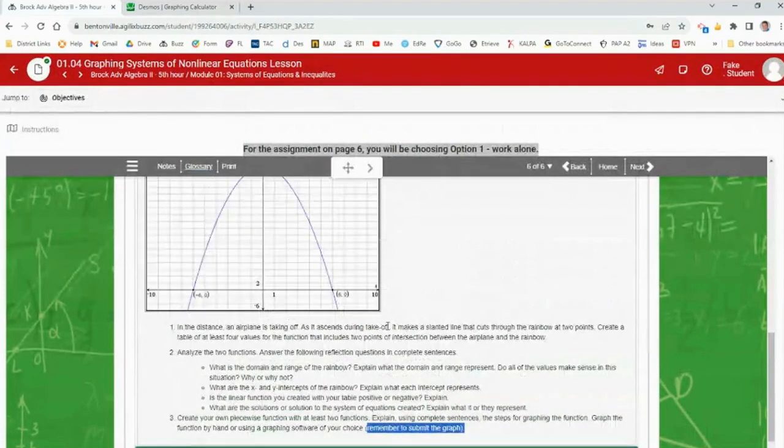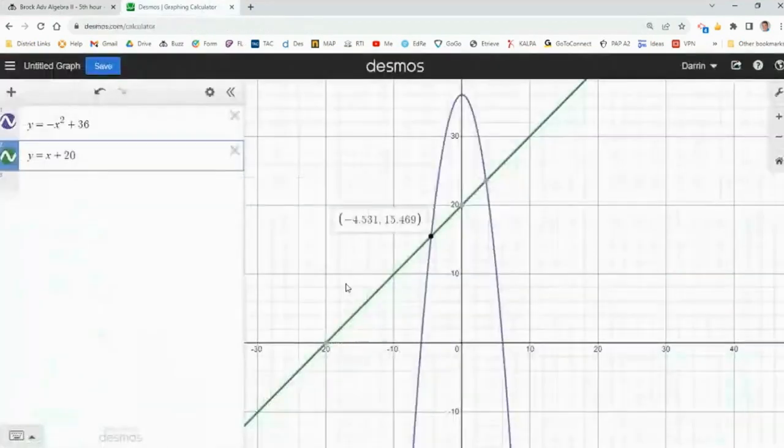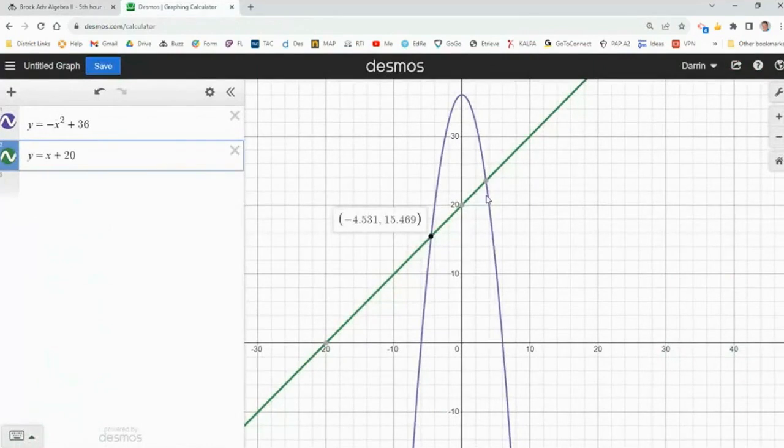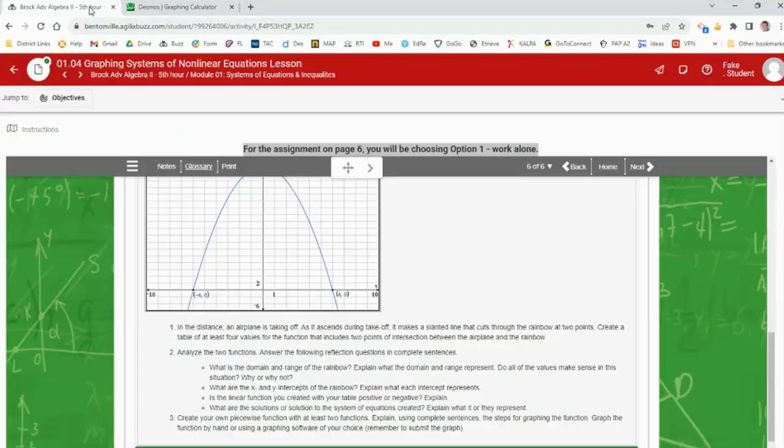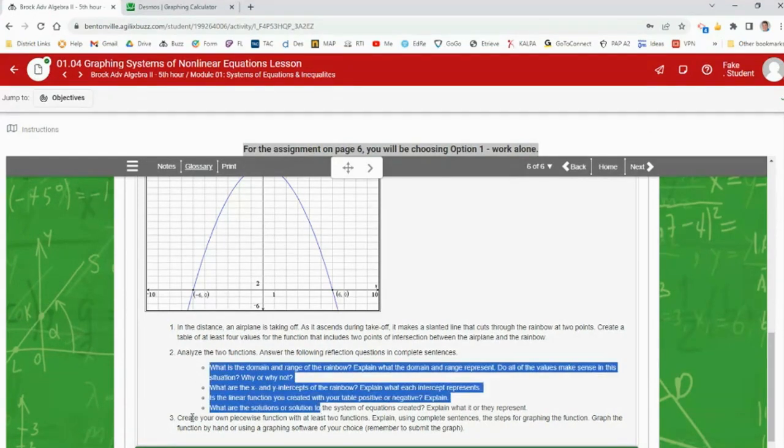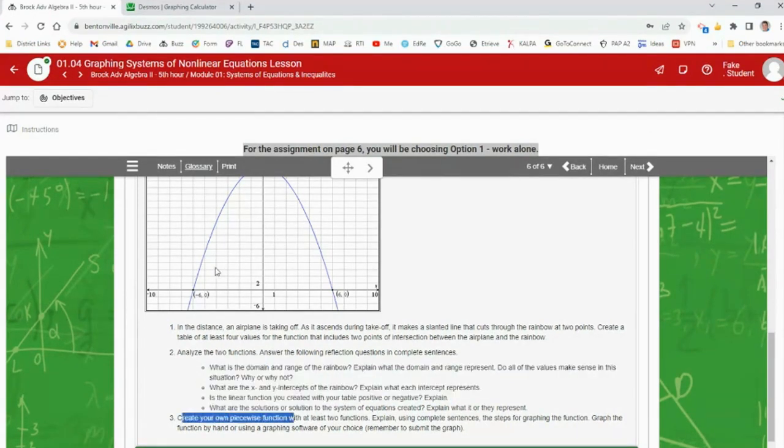Okay, so that's what you're doing. First, you have this rainbow, and you got to create a table. So the first thing you do is create a table of 4 points for a line. And like I said, if you want to create the line first and then make 4 points from that line, that may be easier. Then you're going to answer these 4 questions, and then you're going to create a piecewise function.